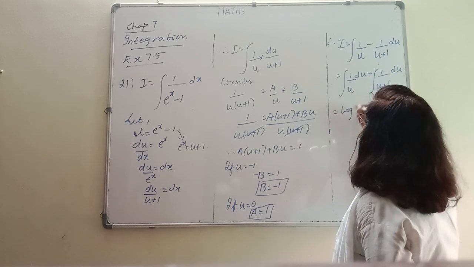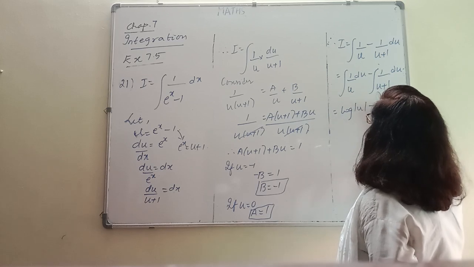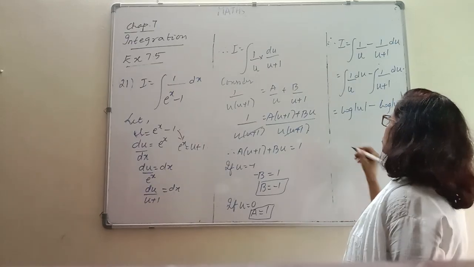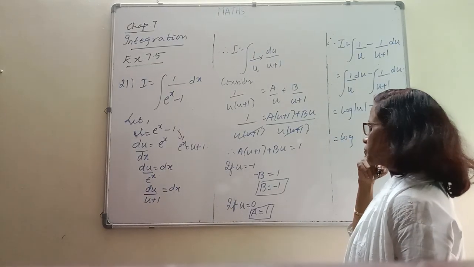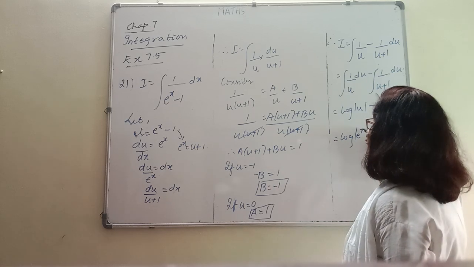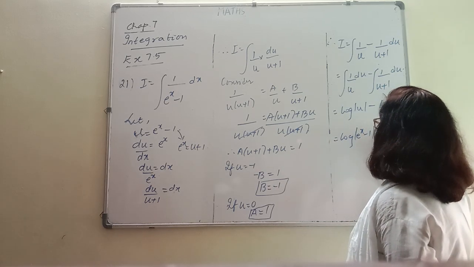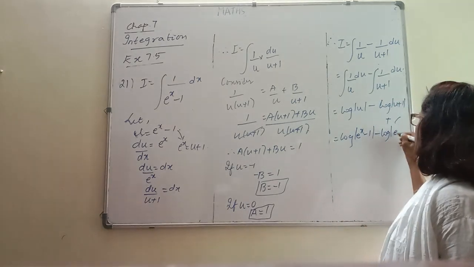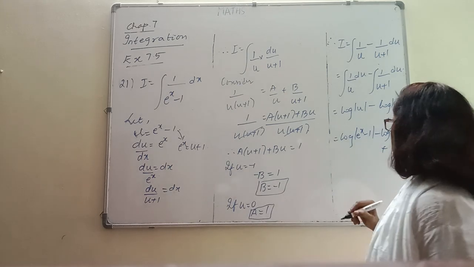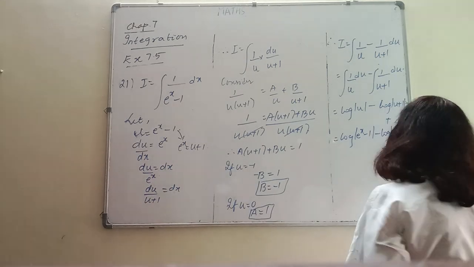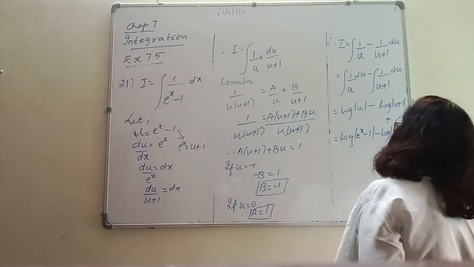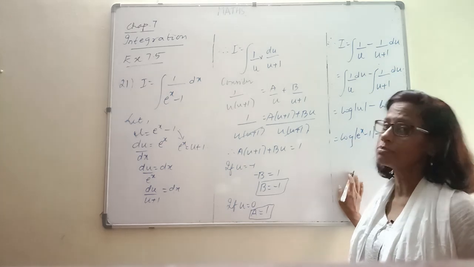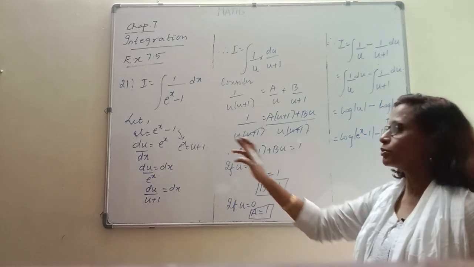So this is going to be log modulus u minus log modulus u plus 1. We all know it because it is linear, so it's very easy for us. Now reverting back, log modulus u for us is going to be log modulus e raised to x minus 1 minus log modulus e raised to x minus 1 plus 1. So therefore it is only e raised to x plus c. So log modulus e raised to x minus 1 minus log modulus e raised to x plus c. That's simpler. The partial fraction part is very simple, and it becomes simple only when you do the correct substitution.